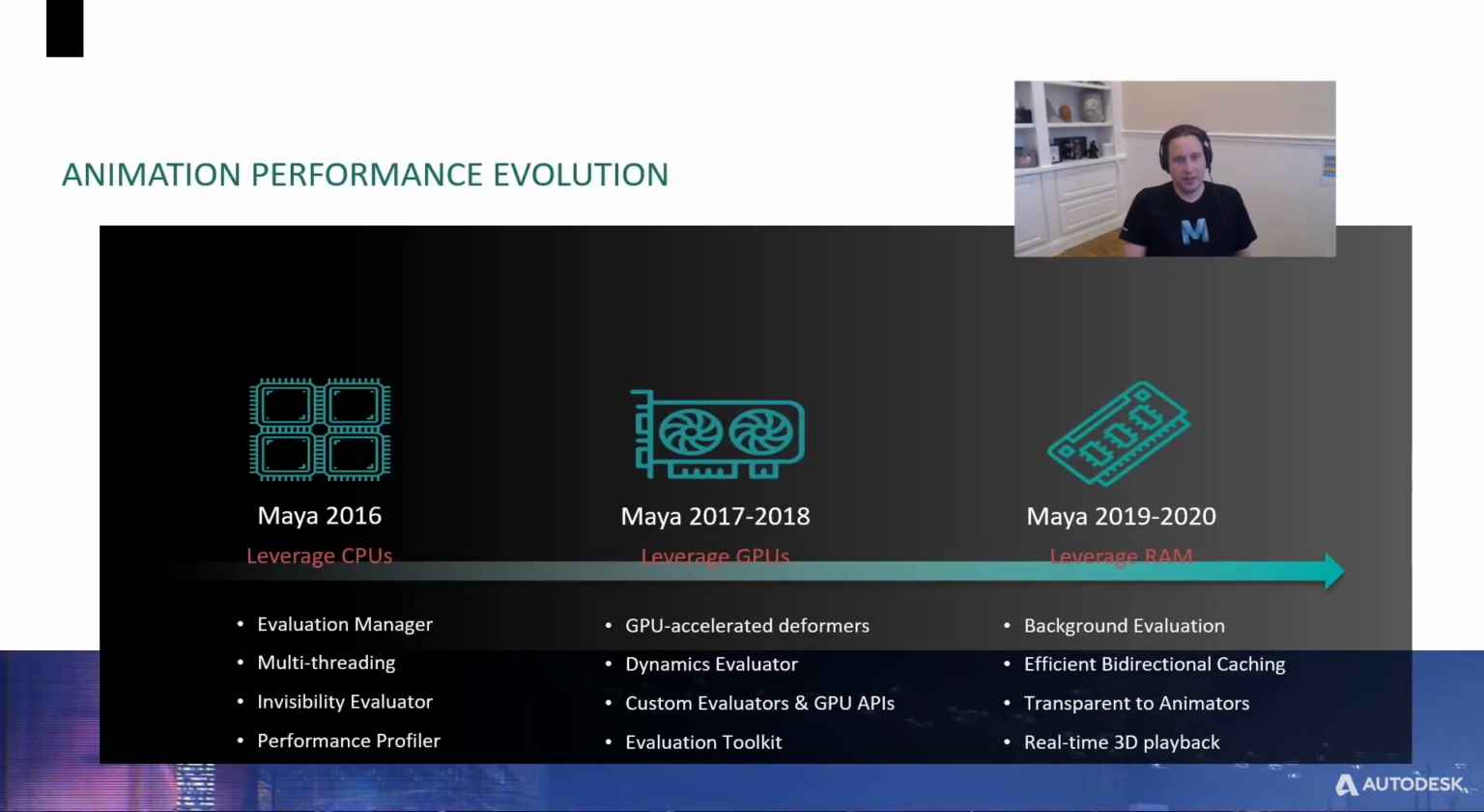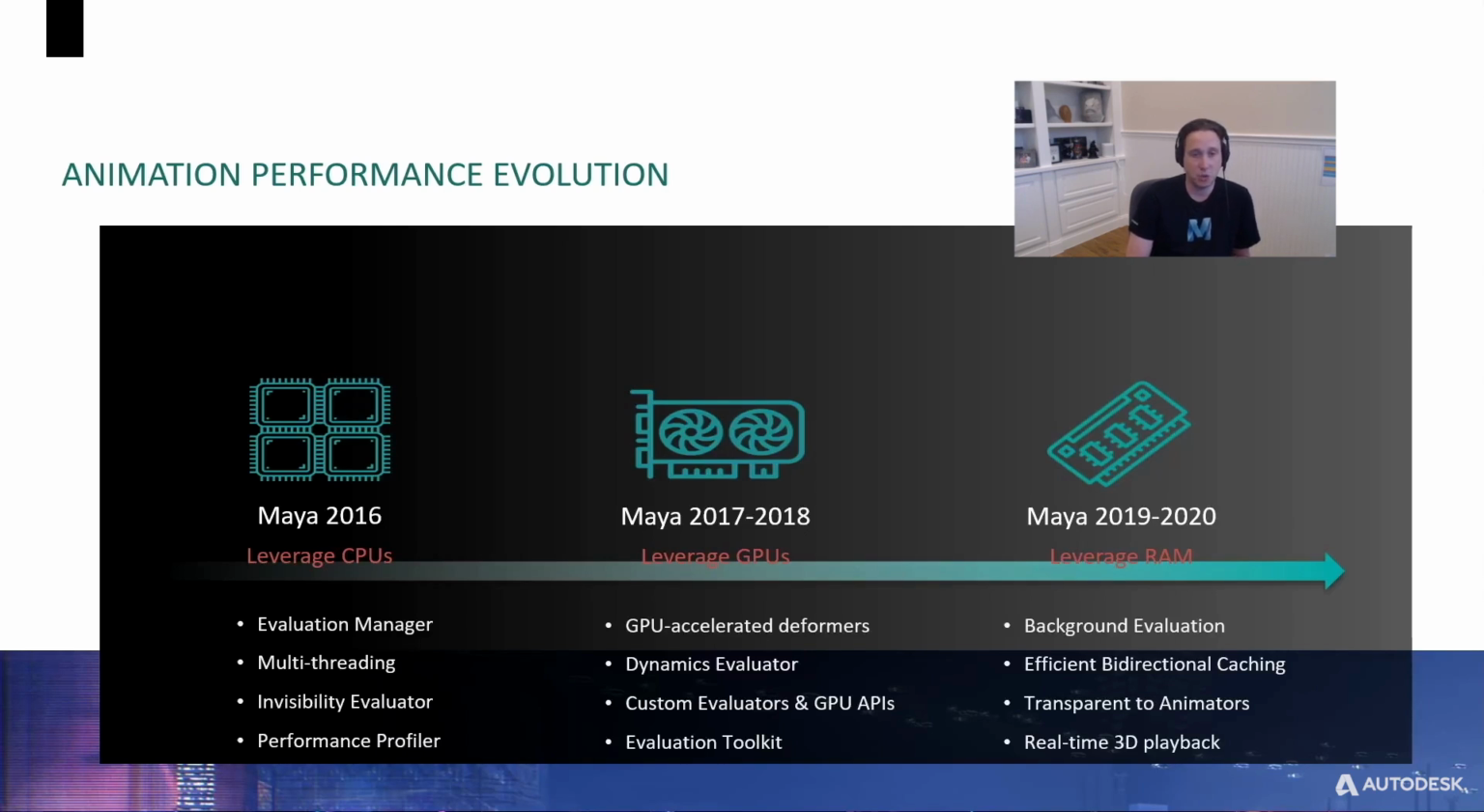So the way we found these gains in Maya is by focusing on several key areas. First, around Maya 2016, we made a really strong push to try to fully leverage your CPUs. So we have the evaluation manager, multi-threading, and visibility evaluator, and the performance profiler are all there to try to make better use of your CPU.